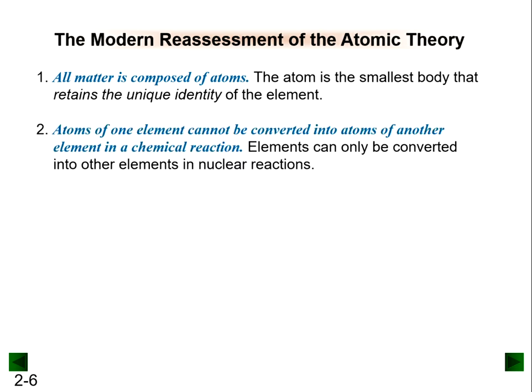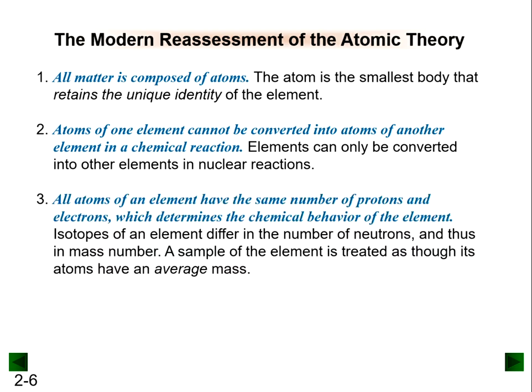the element. Number two, atoms of one element cannot be converted into atoms of another element in a chemical reaction. Elements can only be converted into other elements in nuclear processes. Number three, all atoms of an element have the same number of protons and electrons, which determines the chemical behavior of the element. Now, this is atoms of an element in an elemental sample. Elements in compounds can lose or gain electrons, so the most important factor is the number of protons. That defines an atom of an element.